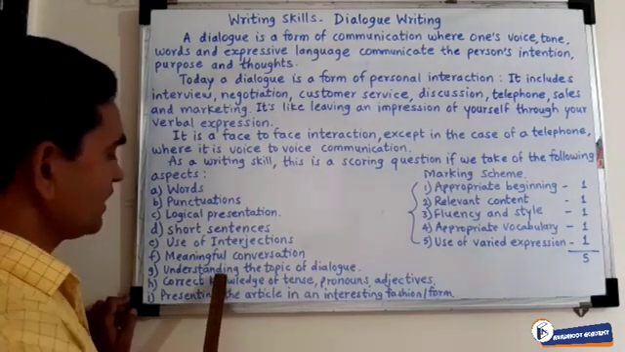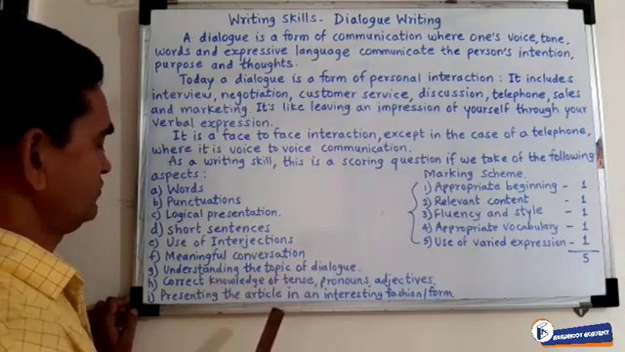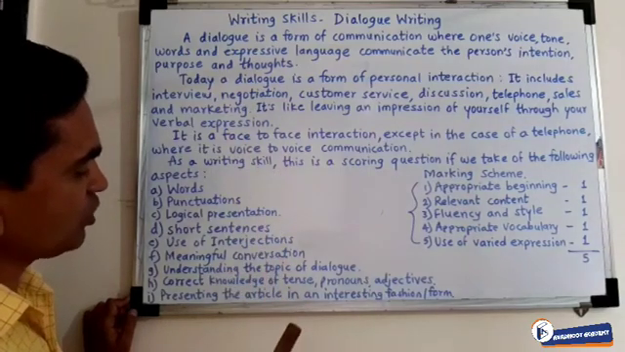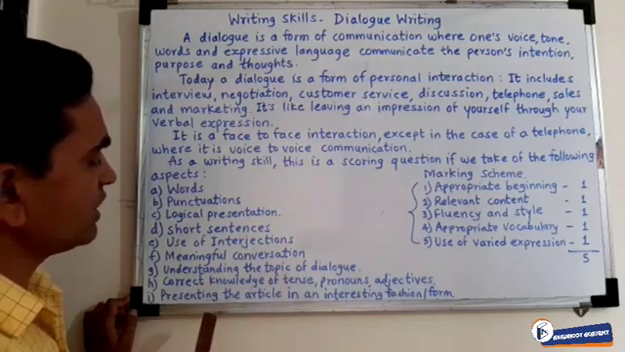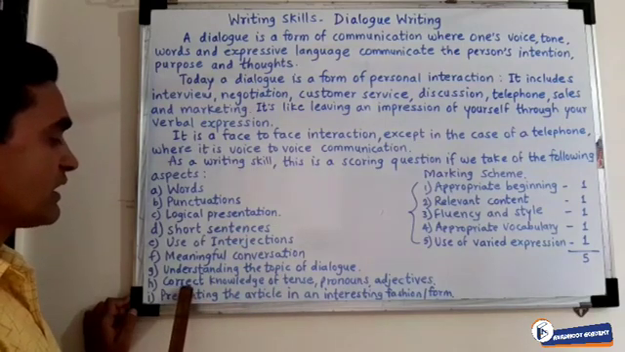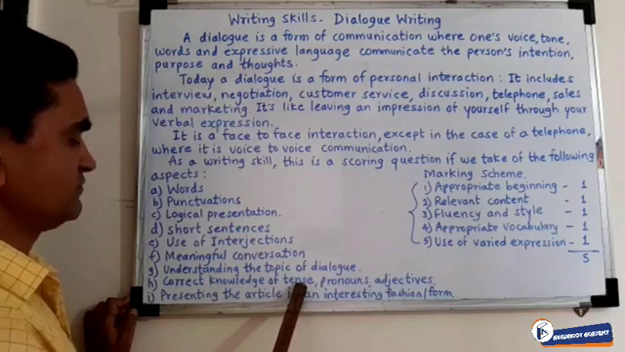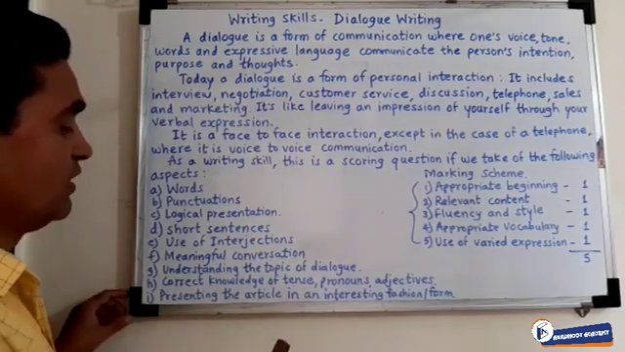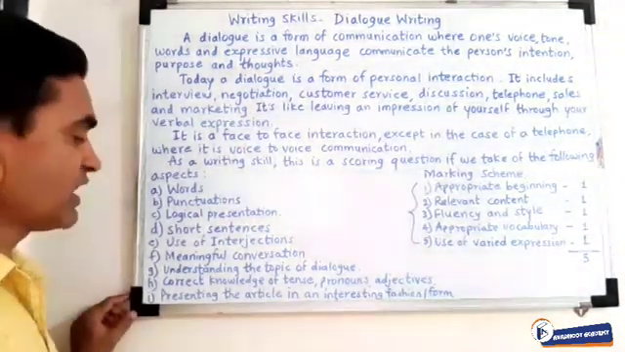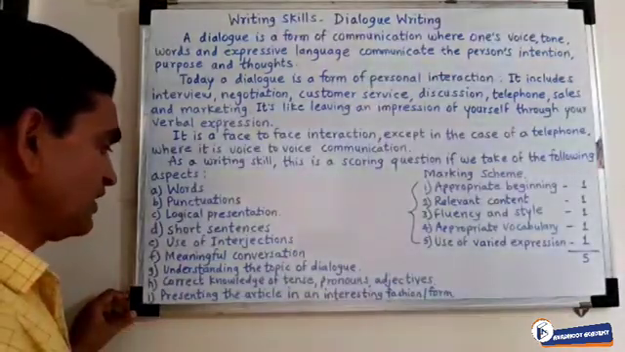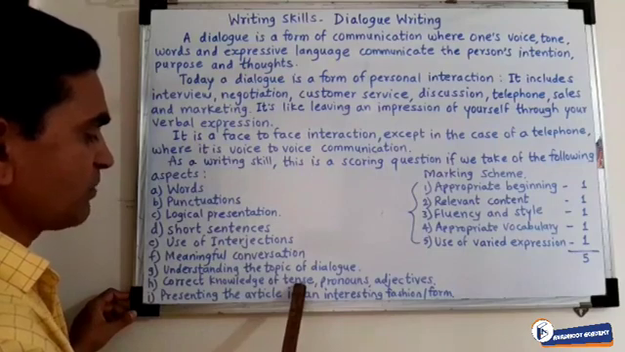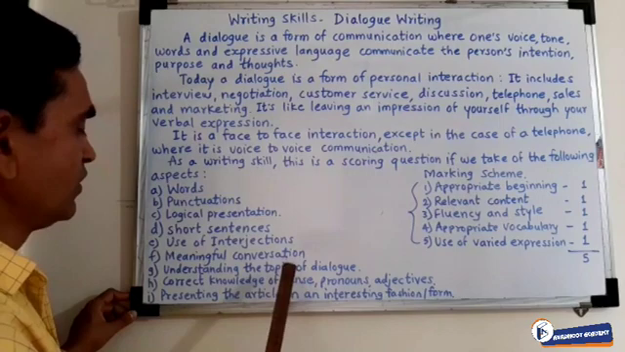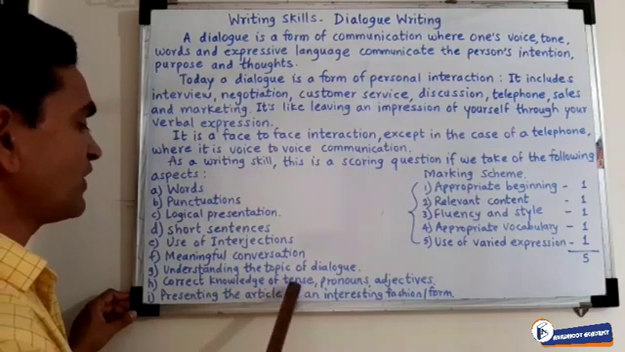Then understanding the topic of the dialogue. You have to understand whatever topic is given, and on that topic you have to make your dialogue. Then correct knowledge of tense. You have to know the types of tenses. There are 12 tenses. From which tense you are making your dialogue, you have to know. If you are using simple present tense, simple future tense, present continuous or present perfect, you have to have knowledge of tenses.